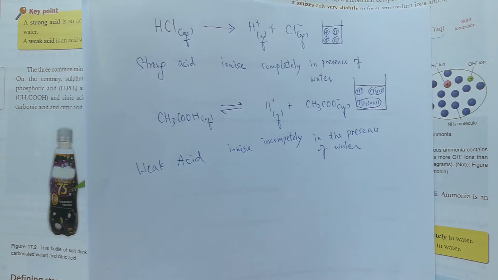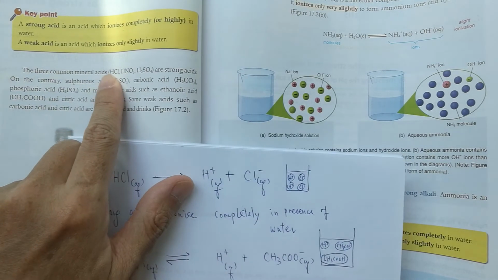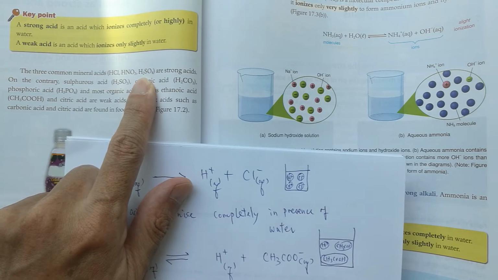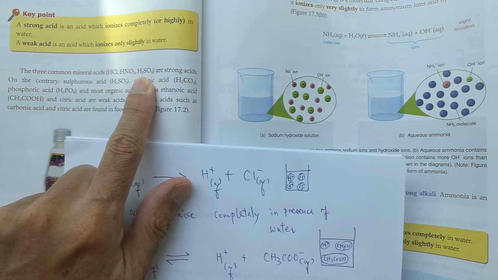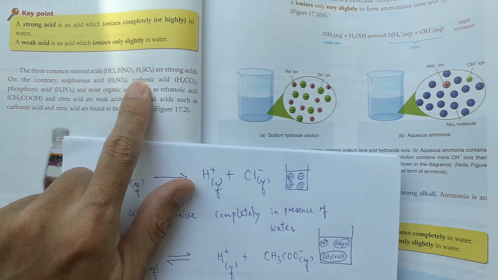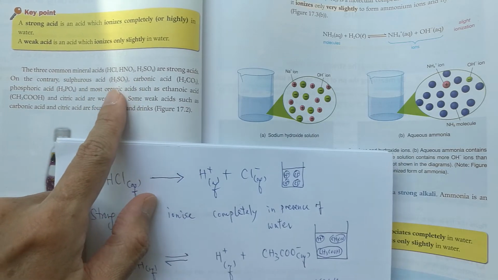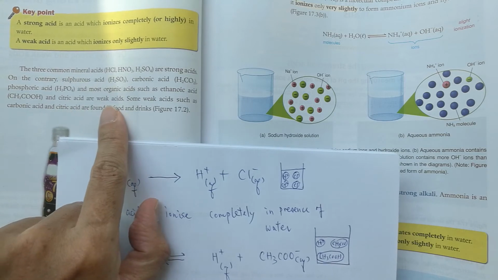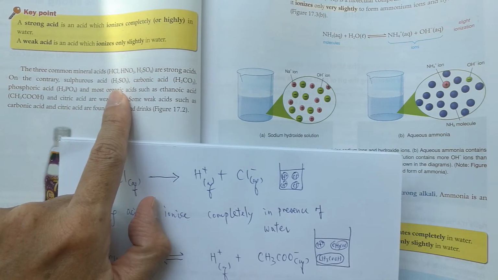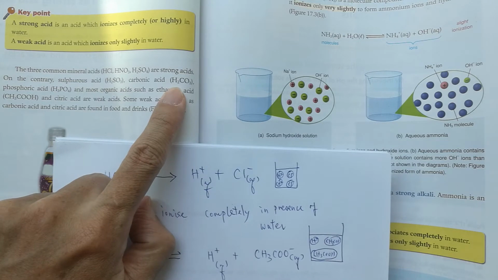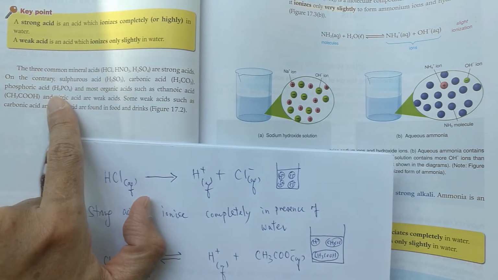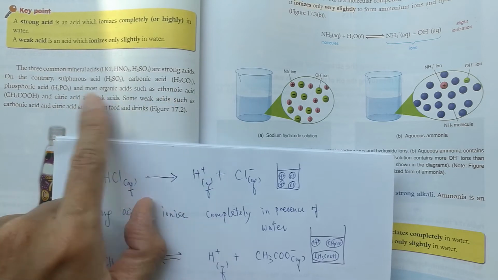In part 1, we just mentioned that the strong acid examples are HCl, HNO3, and H2SO4. Other than these three examples, you can take them as weak acids. There are many weak acids, including H2SO3, H2CO3, phosphoric acid, H3PO4, and phenolic acids.